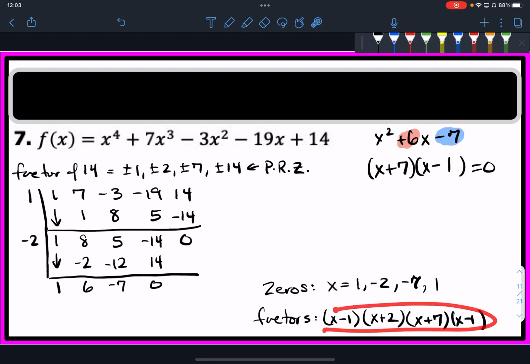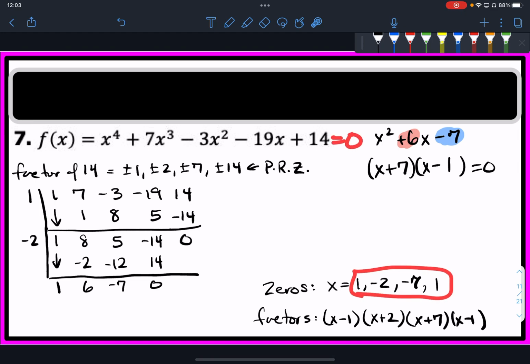So these 4 things multiply to give us this, and these 4 values will make this function equal to 0 when we replace every single one of these x's by any one of these 4 numbers. And it just so happens that 1 is again a multiplicity of 2. There's a condition where x is equal to 1 twice.